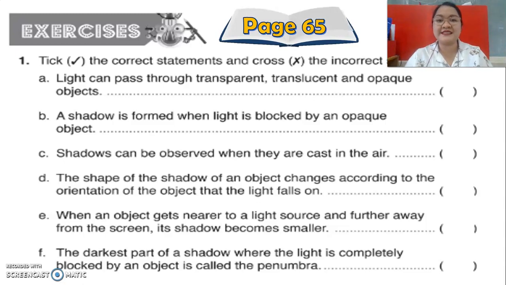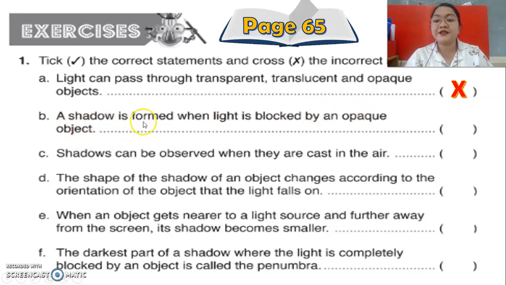What is your answer? 5, 4, 3, 2, 1. The correct answer is cross. Very good. Why? Because light cannot pass through opaque objects. Very good. Next, letter B.